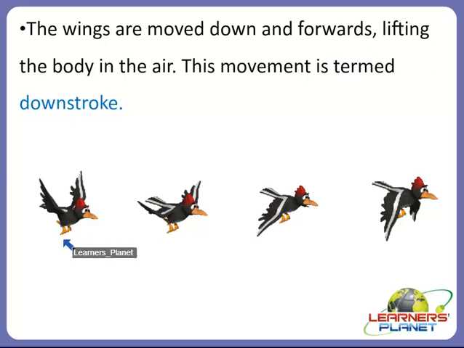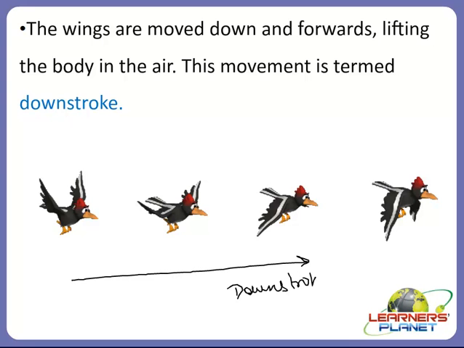Now here you can observe the movement of the bird. This is the movement which shows the downstroke. Downstroke means the wings are moved down. Now here you can see that first the wings were upwards, and after that it came somewhat down, then somewhat more down, and then totally down, right? So this movement is termed as downstroke.